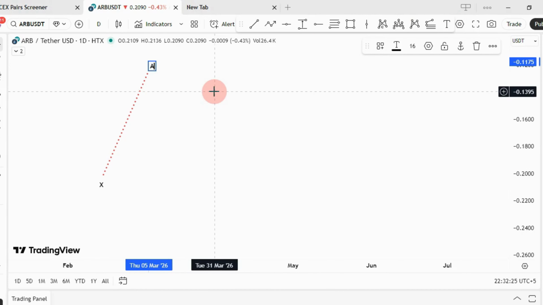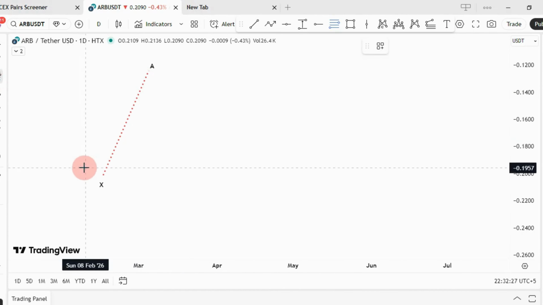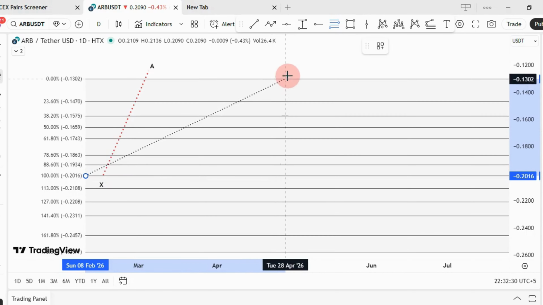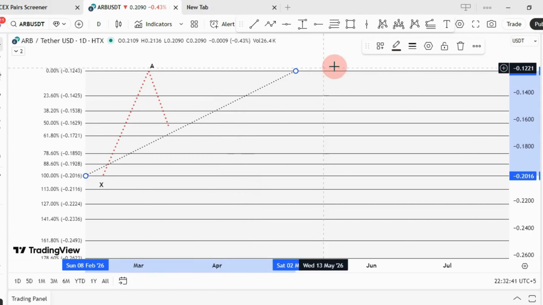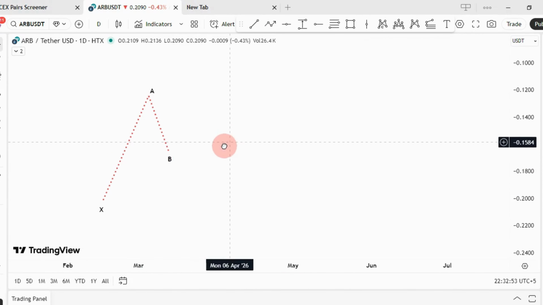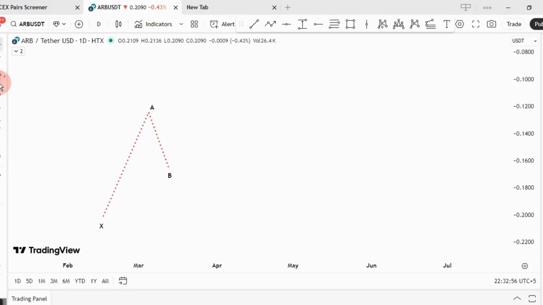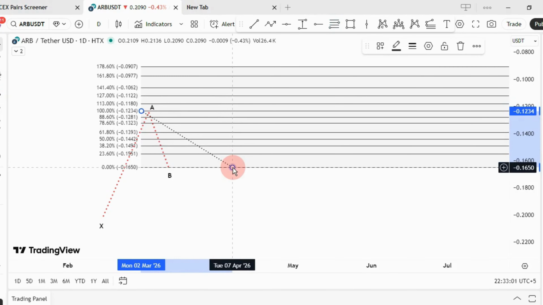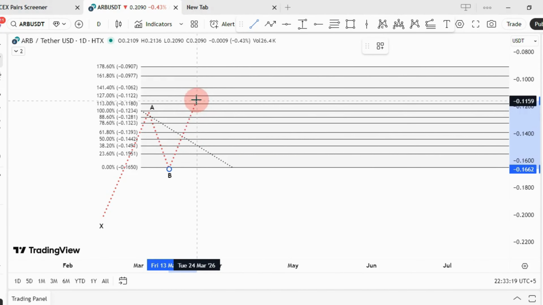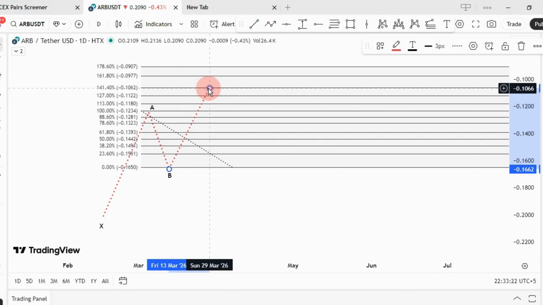Second, to find point B, take Fibonacci retracement from X to A. The retracement will occur between 0.382 and cannot exceed 0.618 level. Third, to find point C, take Fibonacci retracement from A to B. The retracement will cross or test 1.13 to 1.618.